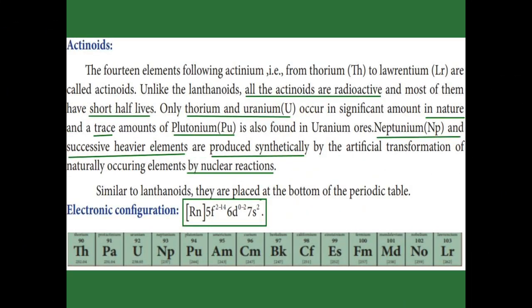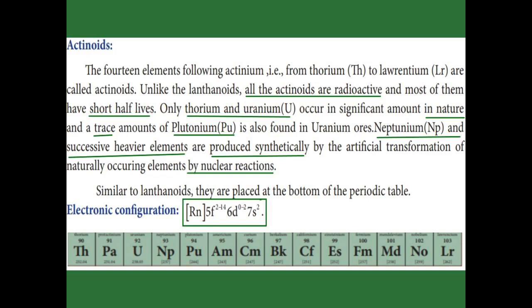Actinoid. The 14 elements from thorium to lawrencium are called actinoids. All the actinoids are radioactive. Radioactive means they have a short half-life period. Among the 14 elements, thorium and uranium occur in nature. Along with uranium ore, we get a trace amount of plutonium. Then after neptunium, the following elements are heavier elements. They are produced in the laboratory by artificial transformation of elements by nuclear reactions.